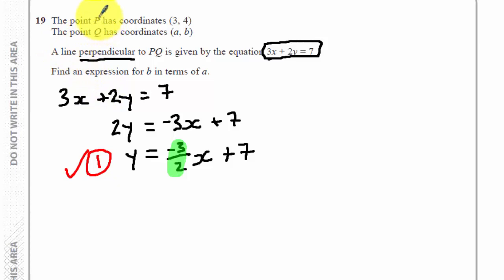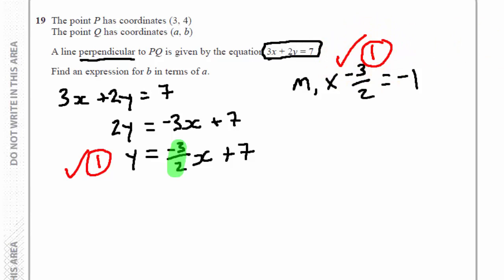We know now that the line that has points P and Q on it, the gradient of that line, if I call it m1, multiplied by the gradient of the perpendicular line, -3/2, has to equal -1. Showing the examiner you know that fact gets you the second mark. So -1 divided by -3/2 will be 2/3.